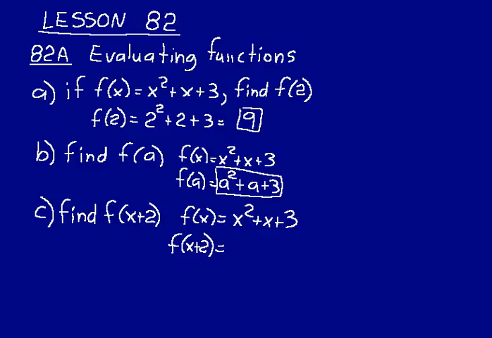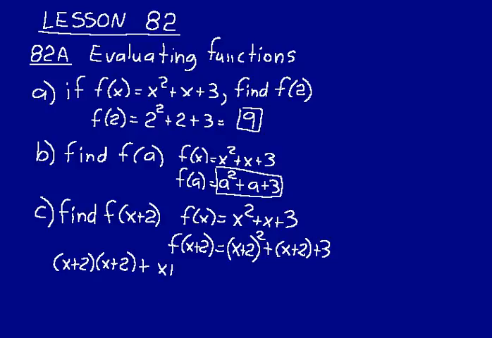And so everywhere there's an x on the right side of the equal sign, that changes to x plus 2. And we have to square that whole thing. We keep it in parentheses. And then we'll say plus parentheses x plus 2 and then plus 3. Now we need to simplify this, so we need to expand out that x plus 2 squared. And so that'll just be x plus 2 times x plus 2 plus x plus 2 plus 3, or just x plus 5.